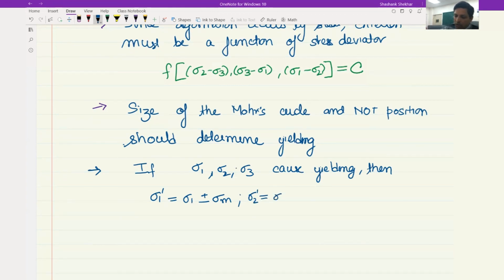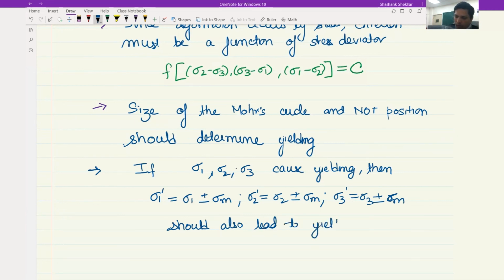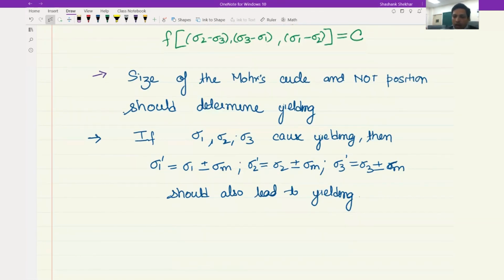Sigma 2 prime equal to sigma 2 plus minus sigma m. This should also lead to yielding. So this is another condition that it must satisfy. If what we have derived earlier is true, then this must also be true.